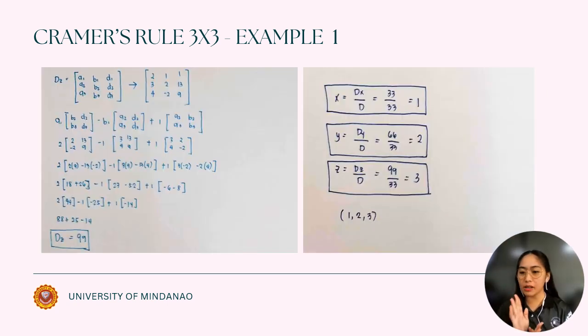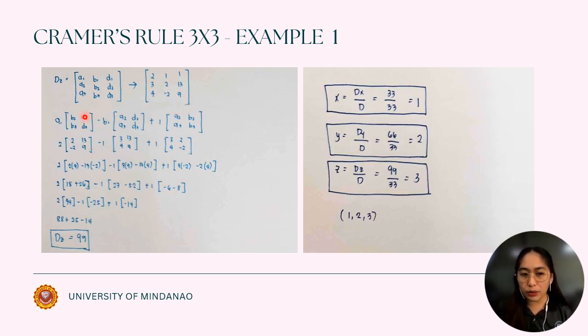Lastly, for our D sub z, it is just similar to how we solve the D sub x and the D sub y. Again, take note that they only differ in these parts, okay? On what the coefficients or the constants are. Okay, so for our D sub z, we need A, B, and D parts, which are the x coefficients, the y coefficients, and the constant part. So we have 2, 3, 4, 1, 2, negative 2, and 1, 13, and 9.